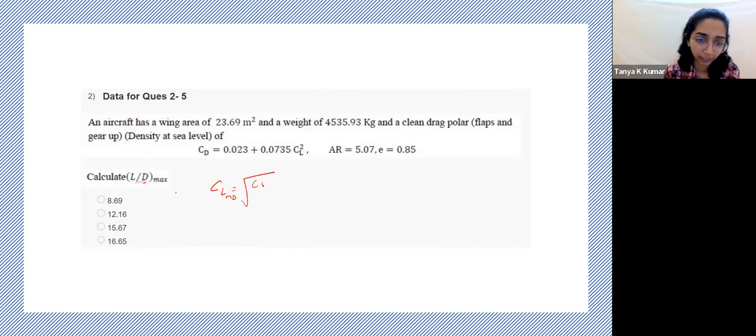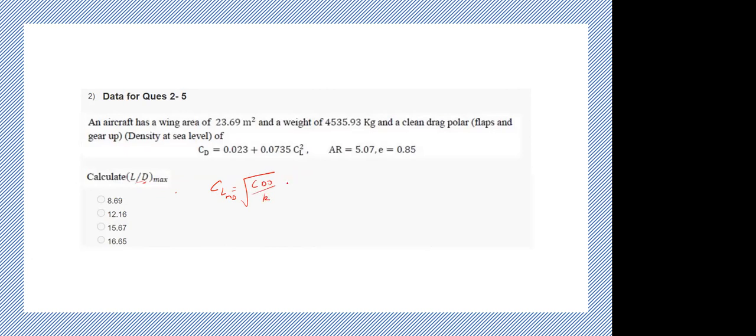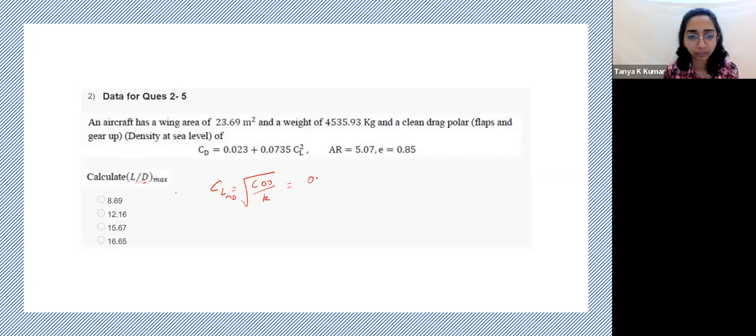CD naught by K, right? Yes, ma'am. So it is 0.023 by 0.0735. Okay, so now they've asked you for the ratio, which is just CL upon CD, which will be, what is this value? Just calculate and let me know what is the value.